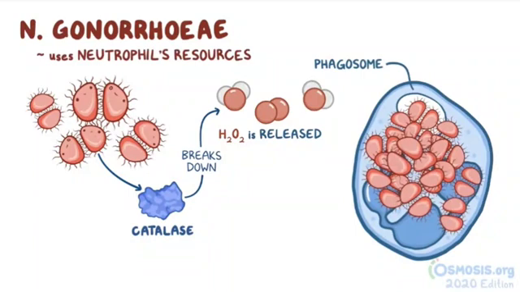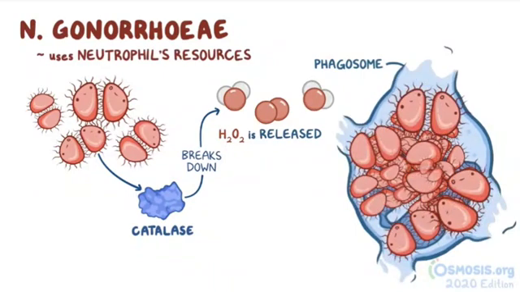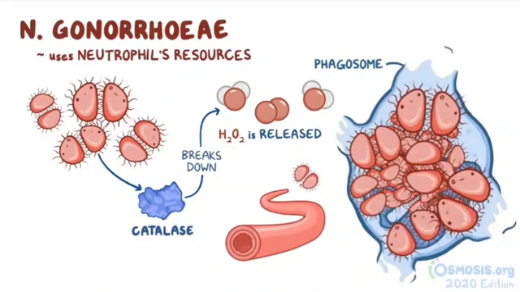The neutrophil eventually becomes too full and bursts open, letting out a ton of bacteria in the bloodstream, which is known as gonococcemia.